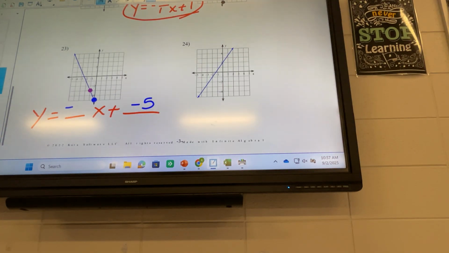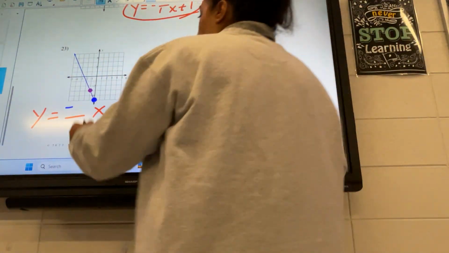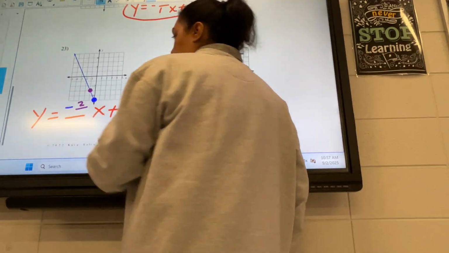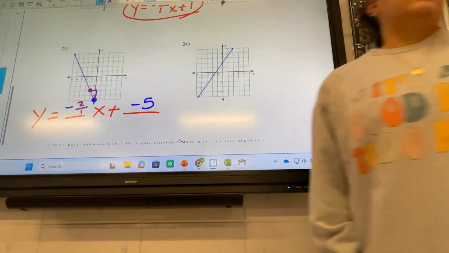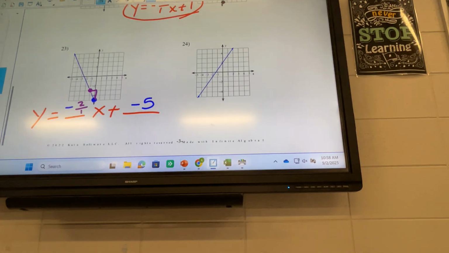Okay, so from the blue dot to the purple dot, how much do we rise? How much do we go up? 2. So that's going to be my top number. How much do we go over? 1. 2 over 1. Y equals -2 over 1 x plus -5.